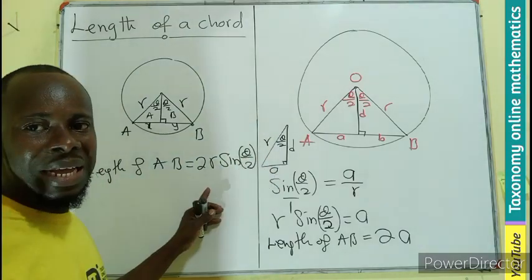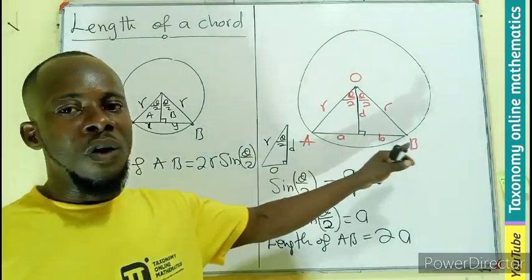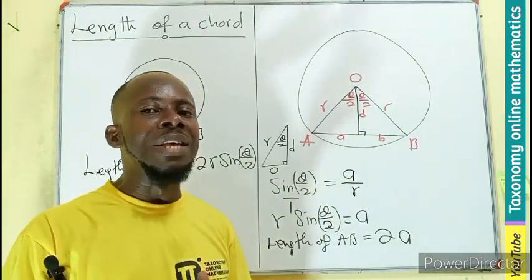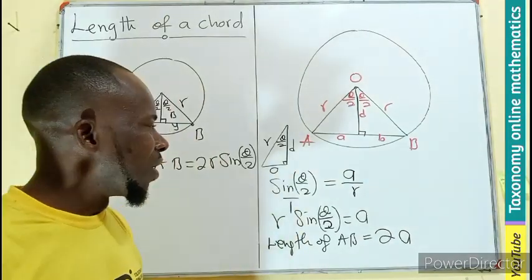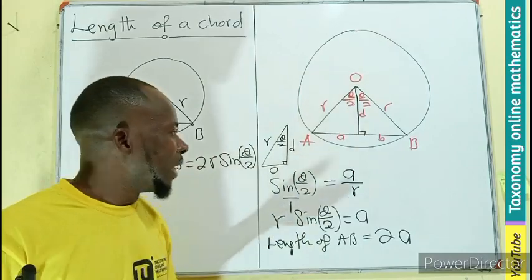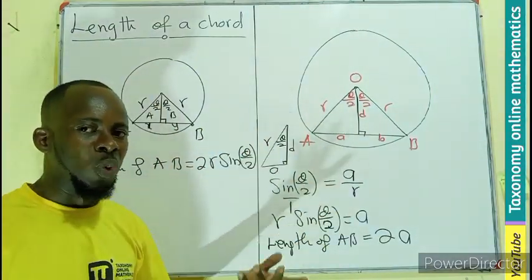So this formula can be used directly to find the length of a chord, provided the angle at the center is known. If the angle subtended by the chord at the center is known, then we just go straight forward without going through all this stress we are doing.